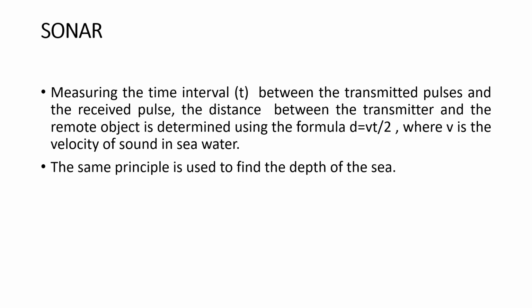By measuring the time interval t between the transmitted pulse and the received pulse, the distance between the transmitter and that object can be determined with the formula d equals Vt upon 2, where V is the velocity of sound in sea water. The same principle is used to find the depth of the sea.